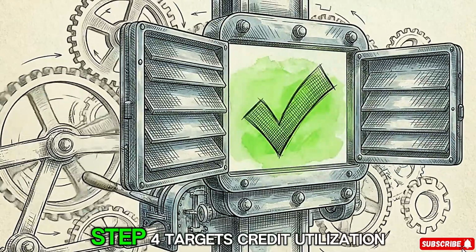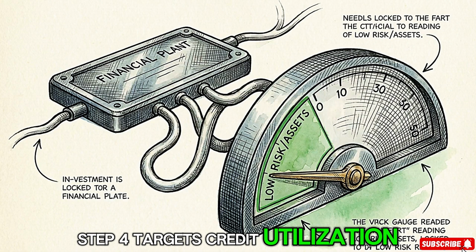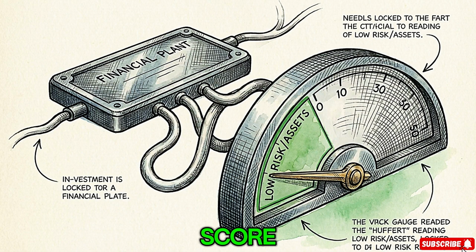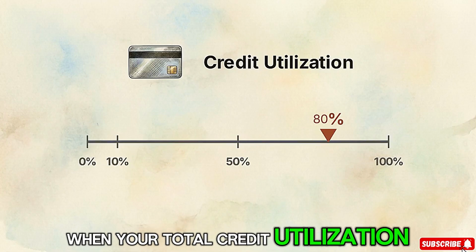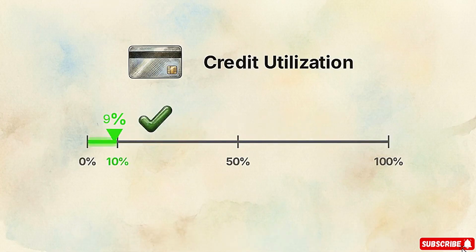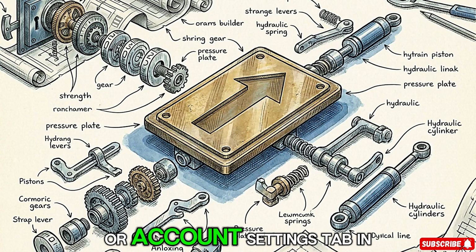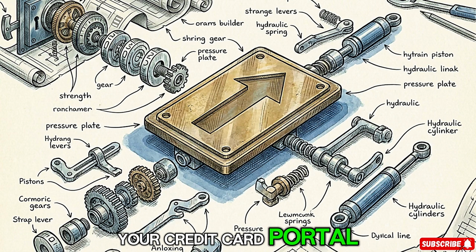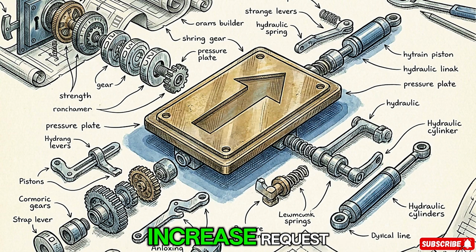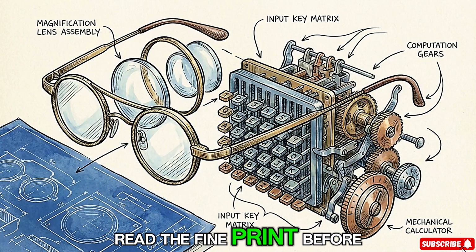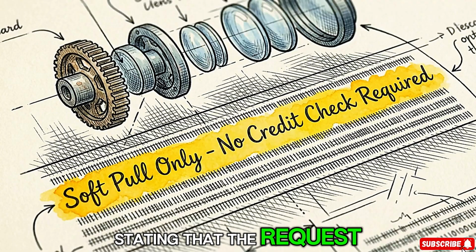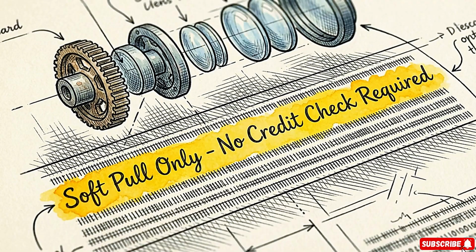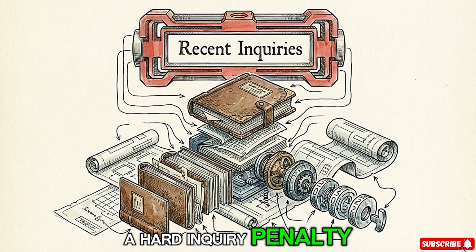Step 4 targets credit utilization, which controls 30% of your score. The algorithm provides the most points when your total credit utilization drops below 10%. Navigate to the Services or Account Settings tab in your credit card portal and initiate a credit limit increase request. Read the fine print before submitting. Abort the process if you do not see language stating that the request will not impact your credit score, as you want to avoid a hard inquiry penalty.